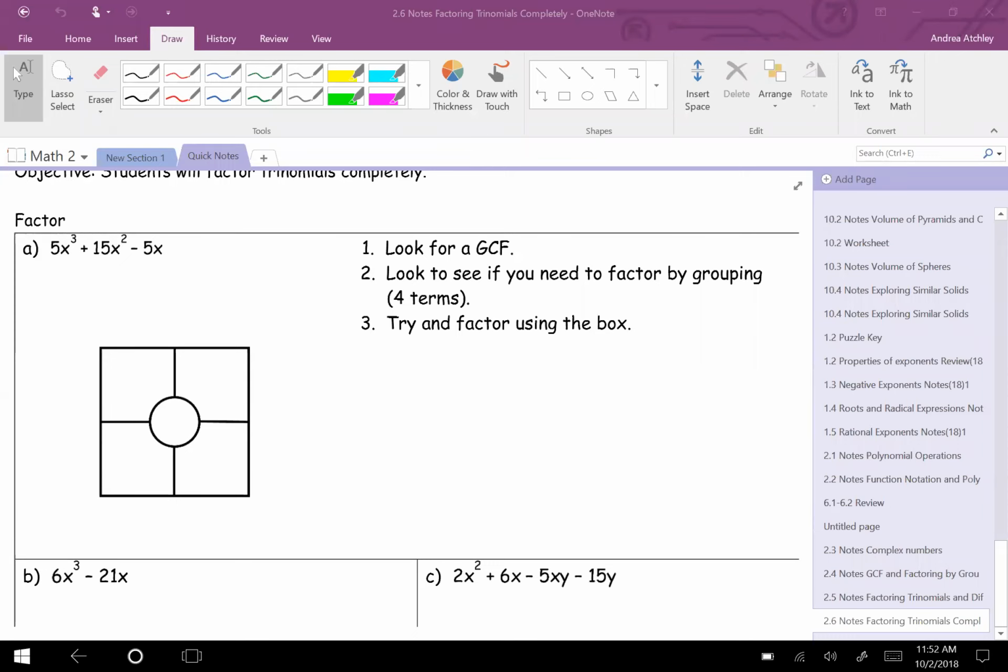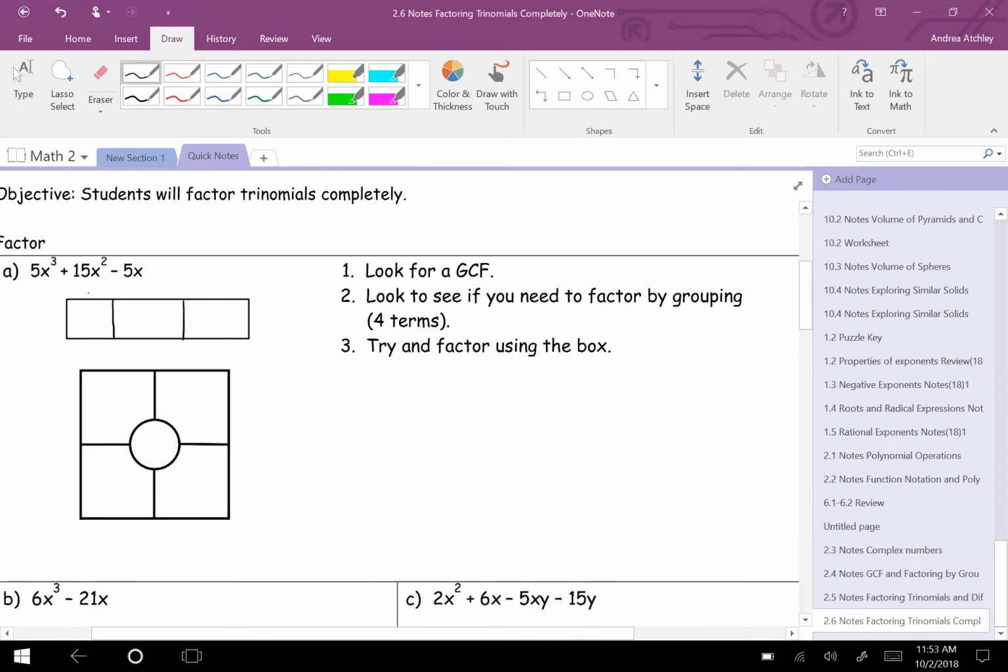Okay, so today we're going to factor completely. So we're going to combine factoring using the GCF and factoring a trinomial. It should be the last page in your notes section. Okay, so the first thing we're going to look for is the GCF. So remember we drew a box for our GCF, and we separated our terms.